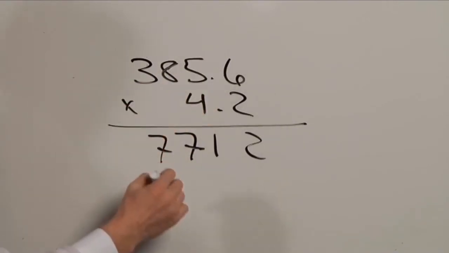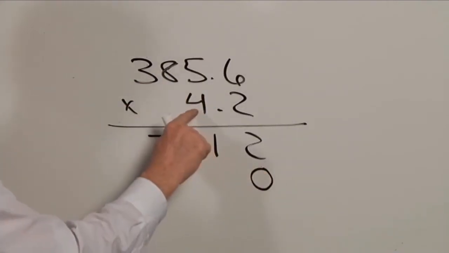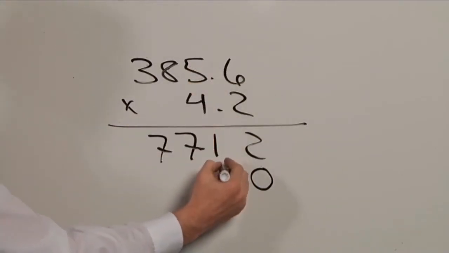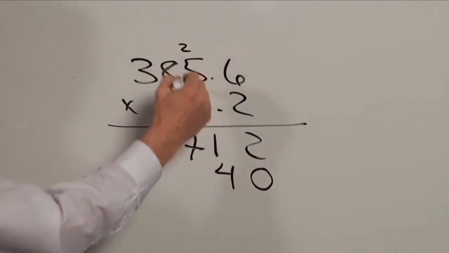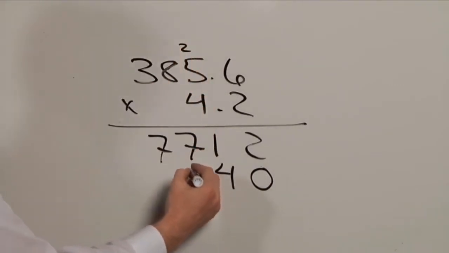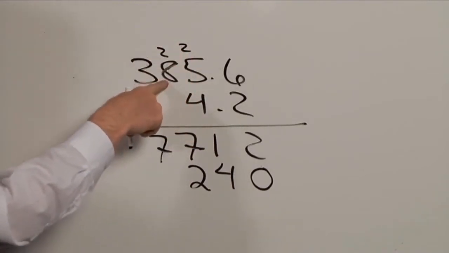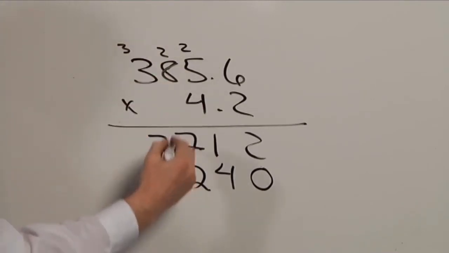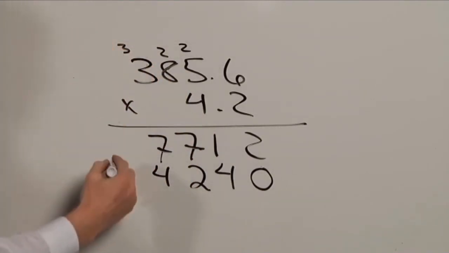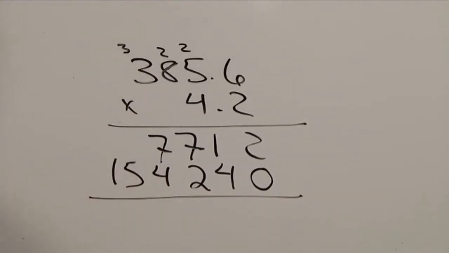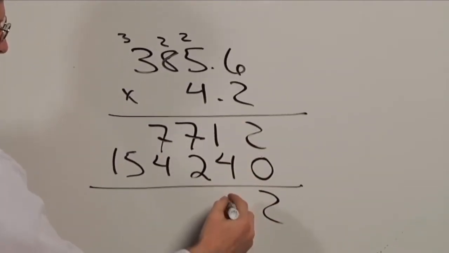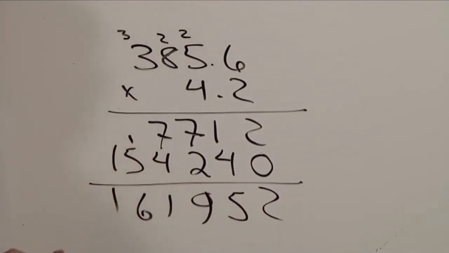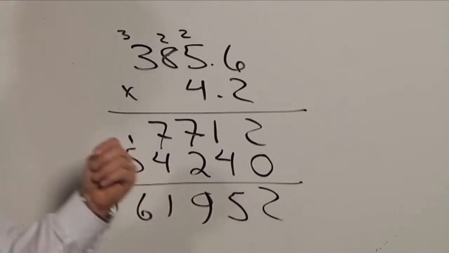So 4 times 6. Oh, we've got to make sure this is 0, because this guy is 10 times bigger than that one, so it can't line up exactly the same. 4 times 6 is 24, 4 times 5 is 20 plus 2 is 22. 4 times 8 is 32 plus 2 is 34. 4 times 3 is 12 plus 3 is 15. Then we add them up and we get 2, 5, 9, 11, 6, 1. Now here we have the number 161952.